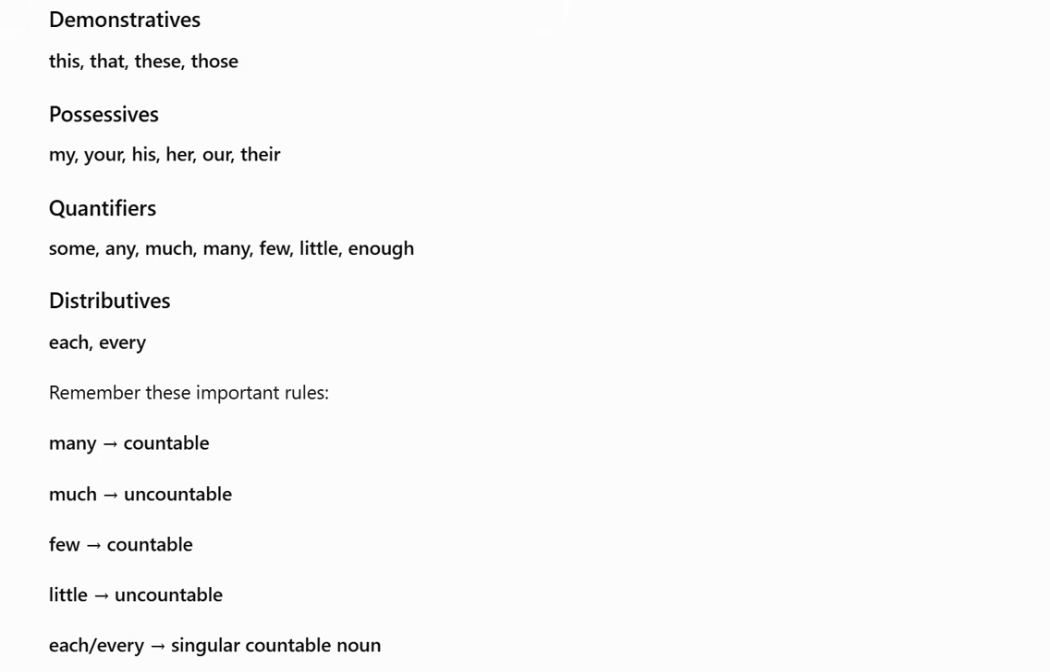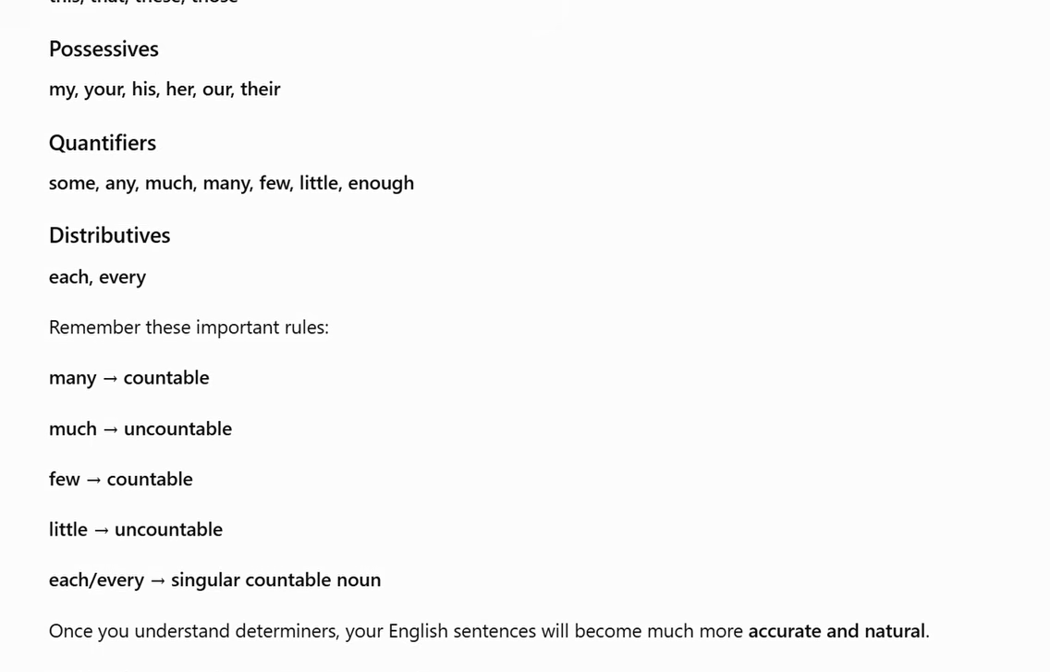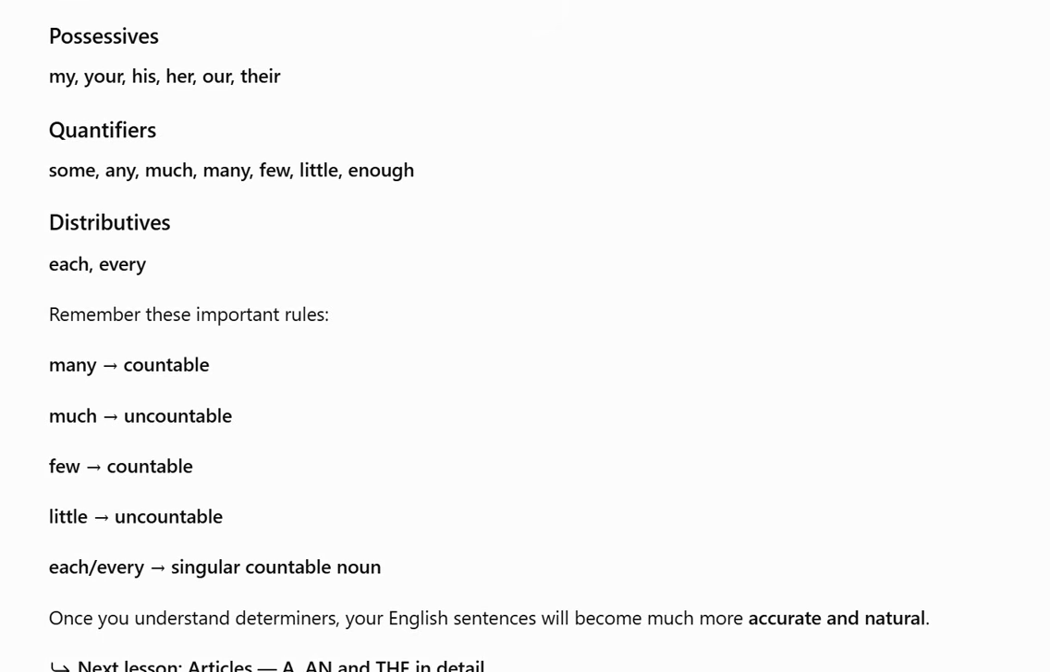Remember these important rules. Many, countable. Much, uncountable. Few, countable. Little, uncountable. Each, every, singular countable noun. Once you understand determiners, your English sentences will become much more accurate and natural.